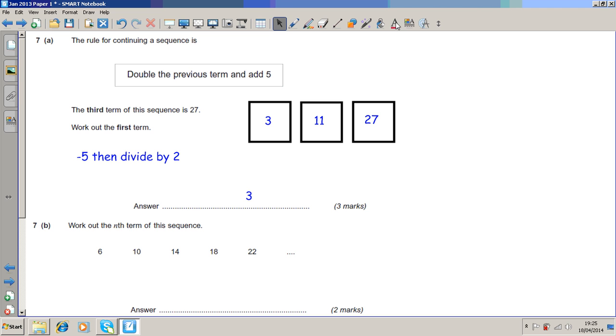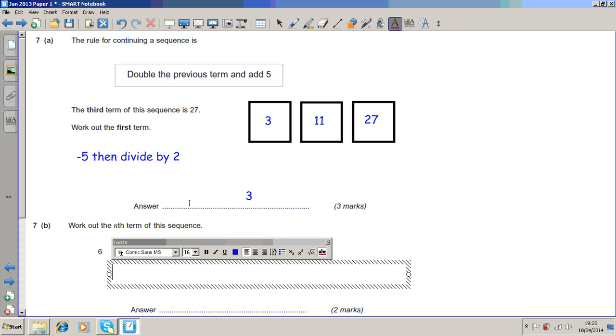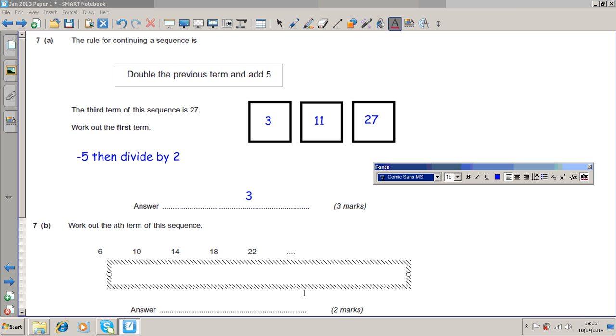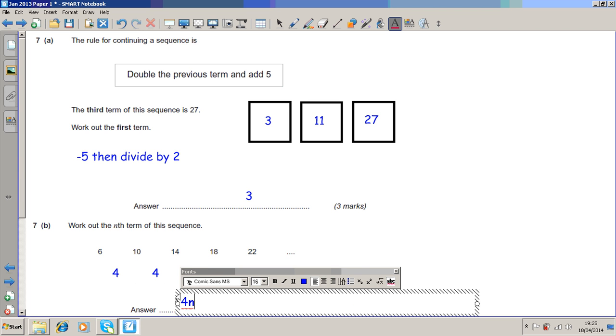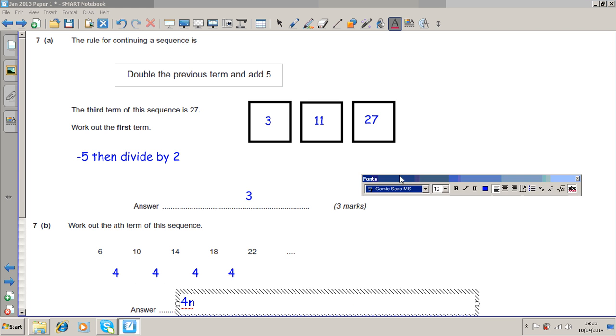Nth term of this sequence. Okay, so for the nth term of a sequence, the first job is we need to work out what it's going up by each time. So it goes up by 4 each time. Now this means that the sequence is somehow linked to the 4 times table, because it goes up by 4 each time, as does the 4 times table.